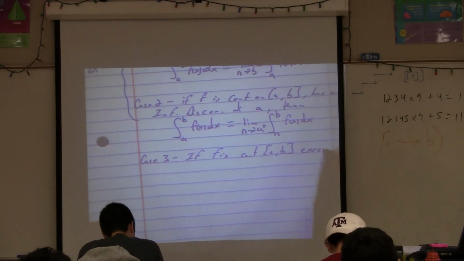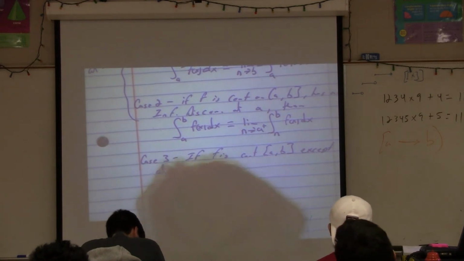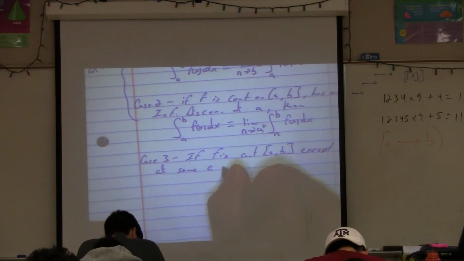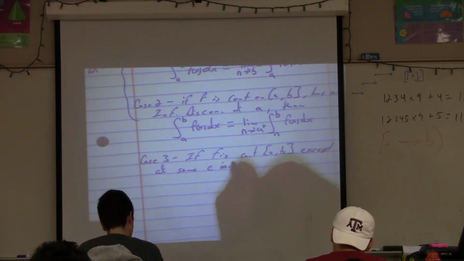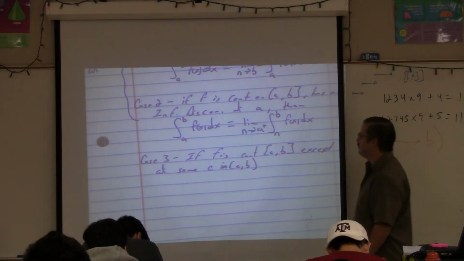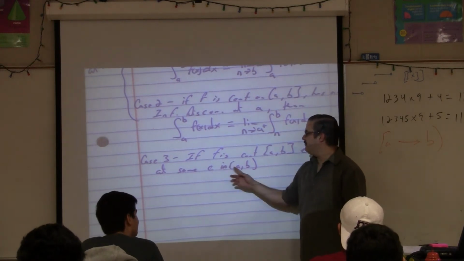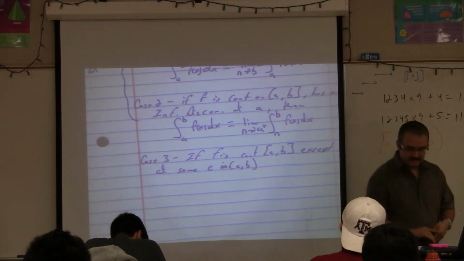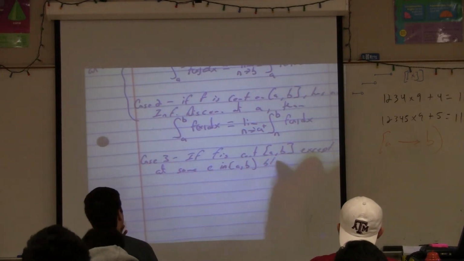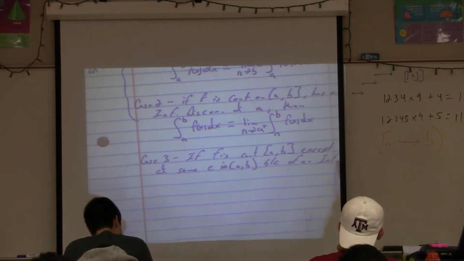except at C, some C in (A, B), okay? So why did I put open parentheses here? Because C cannot be A or B, right? It has to be in between. That's what that's saying. Cool? And we have to say this because of an infinite interval E.